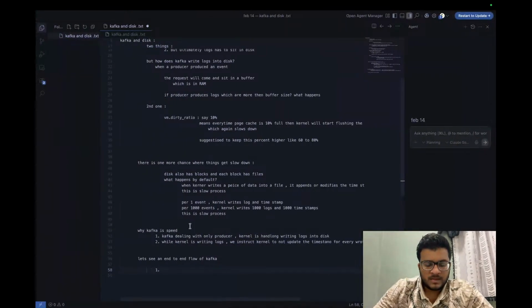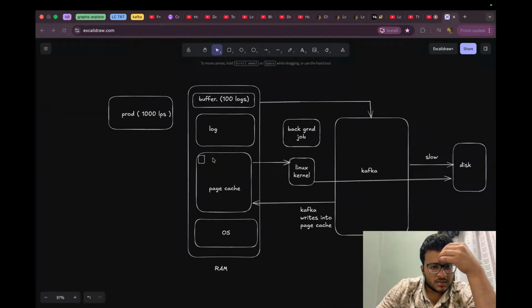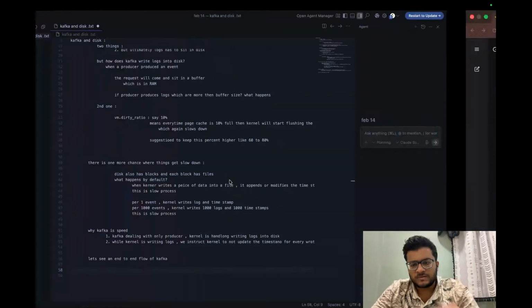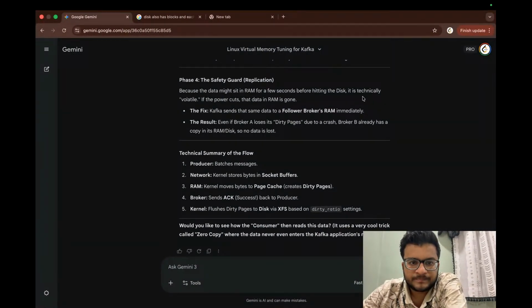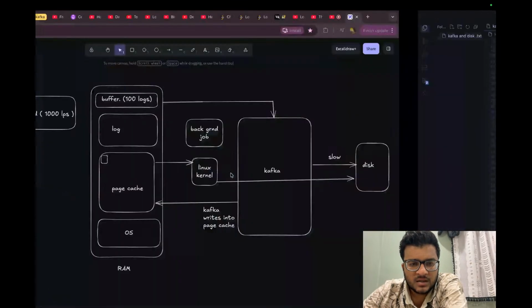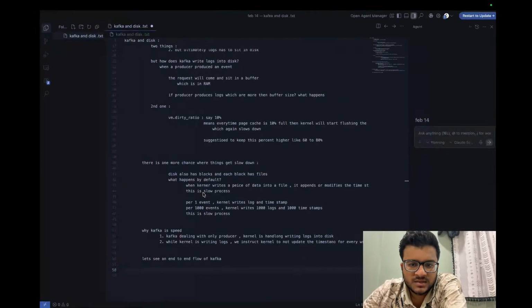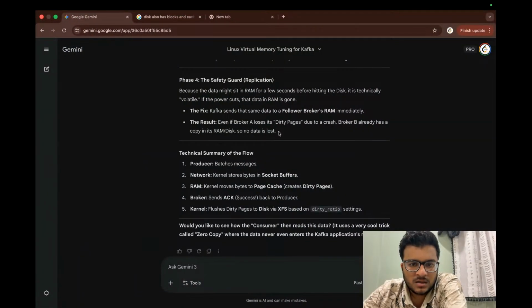You have one more doubt. So you're asking, when my logs are already sitting here in page cache, which is RAM, what if it fails? What if a power cut happened and this is volatile in nature, RAM is volatile? The contents of this page cache will all be gone, right? In that case, Kafka sends the same data to a follower broker's RAM immediately. Kafka not only does this, it also has another RAM exactly like this, and the same messages are sent to this cache and to another cache. That's how replication works, and the data isn't lost.